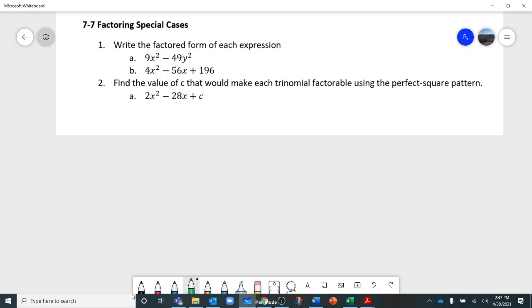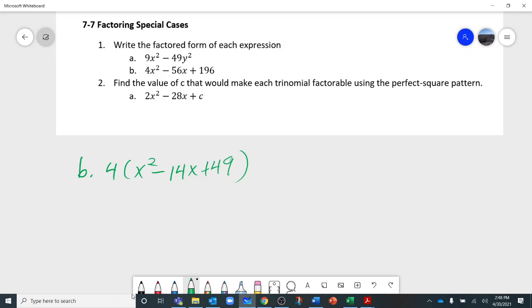All right, B, 4x squared minus 56x plus 196. First thing I'm going to do is I believe all those numbers are divisible by 4, and so I'm going to go ahead and factor out a 4. So I'm going to write this as 4 times x squared minus, 4 goes into 56 14 times, and goes into 196 49 times. Okay, so now I've got the 4 on the outside: x squared minus 14x plus 49.